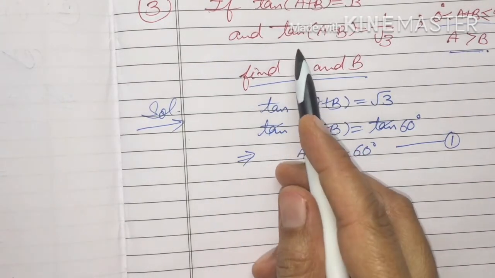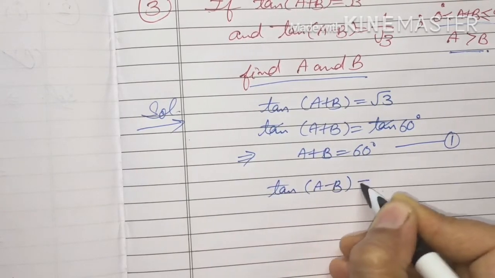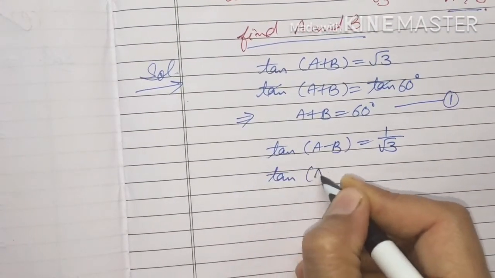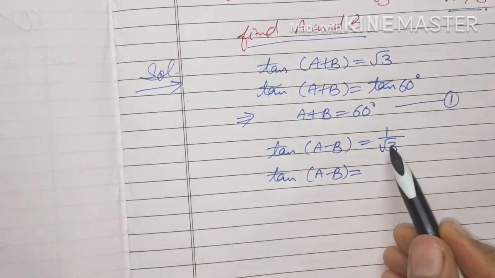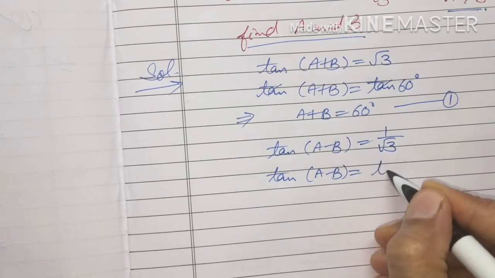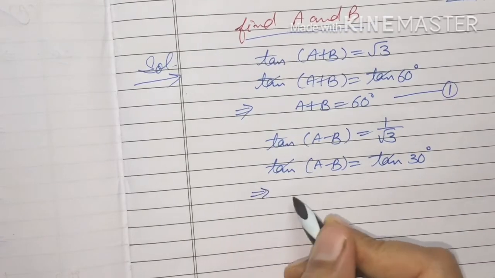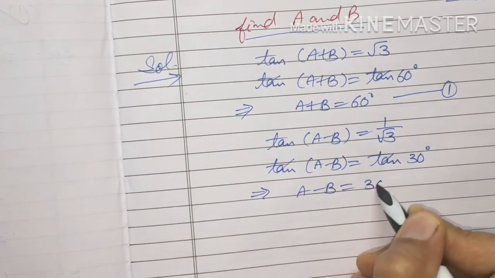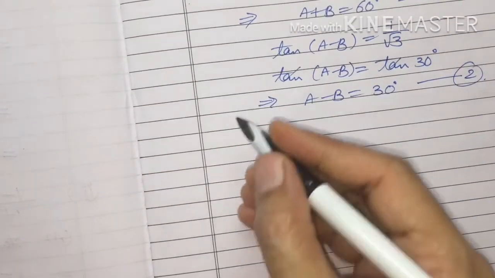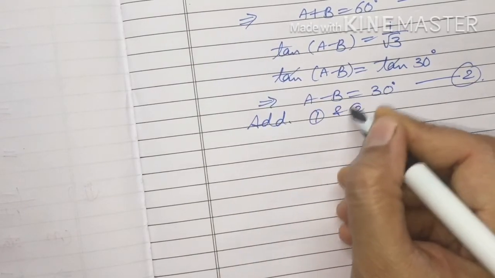Then what other thing is given in the question? Tan a minus b is equal to 1 upon root 3. Same step we will do according to our table. In the tangent, 1 upon root 3 is the value of tan 30 degree. So I will write tan 30 degree. In the next step I can write a minus b is equal to 30 degree. This is equation number 2. So two equations we have. We can add these two equations, equation number 1 and equation number 2.